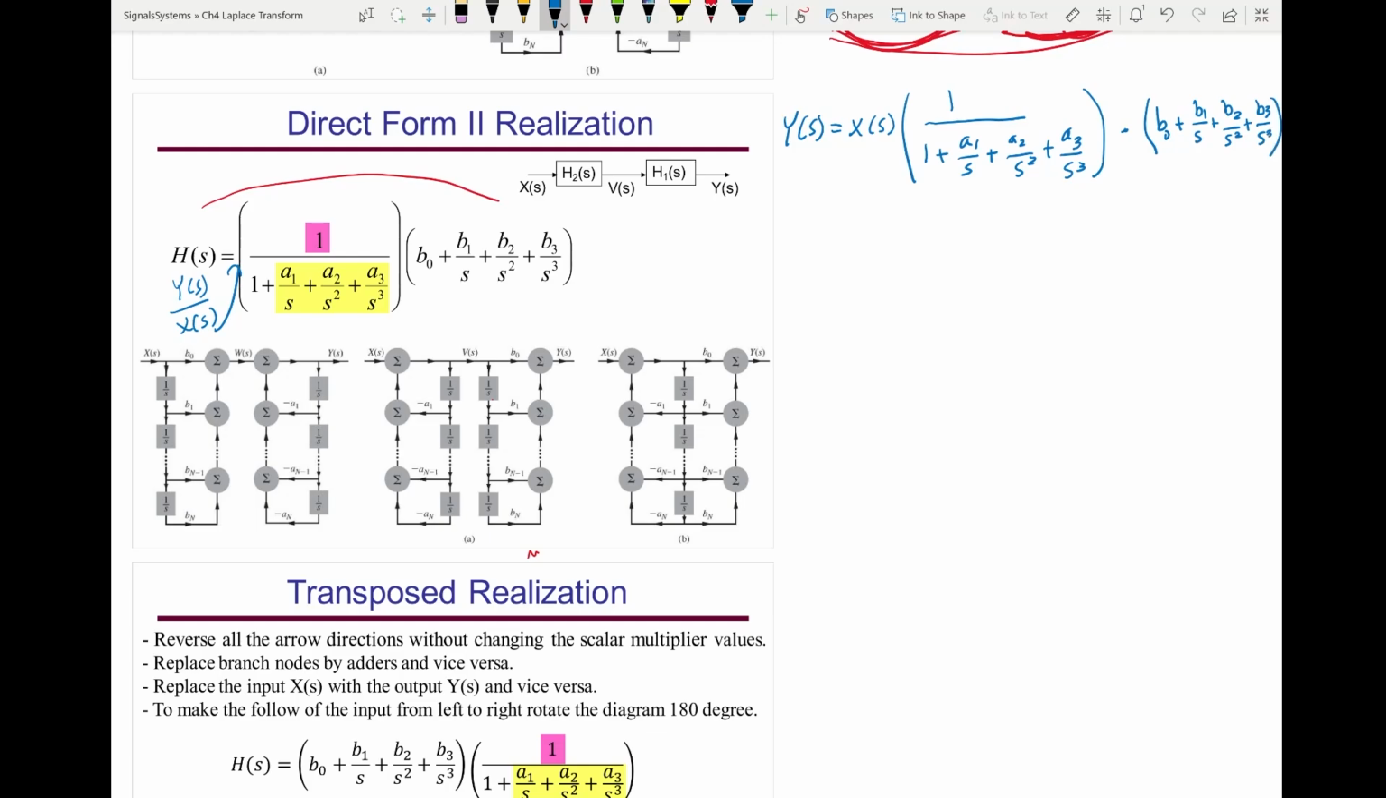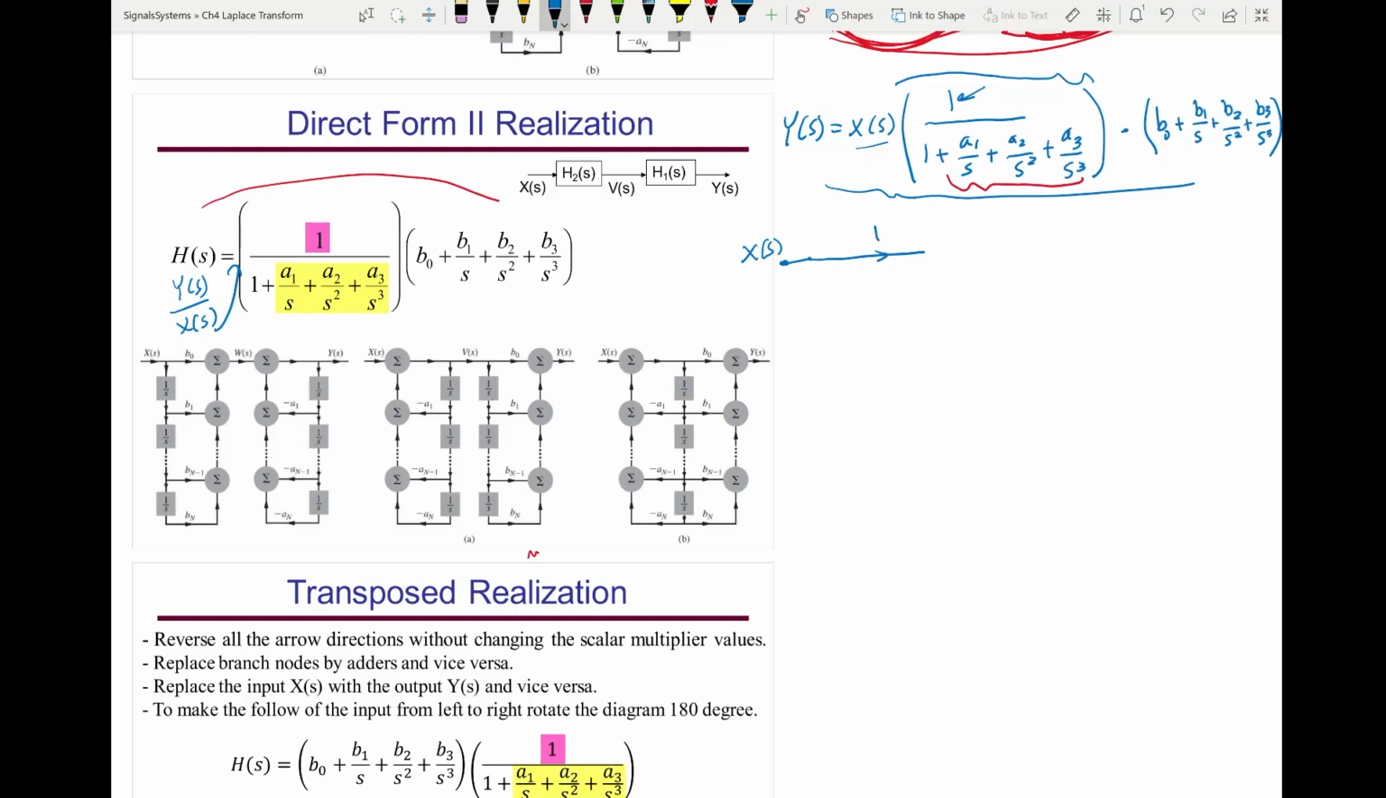so if I want to draw this system, first let's draw the node for X of S. So that is the input. The input will go first to this feedback subsystem. So G of S is 1. So that's G of S. And the feedback is all these. H of S, the feedback is all these.